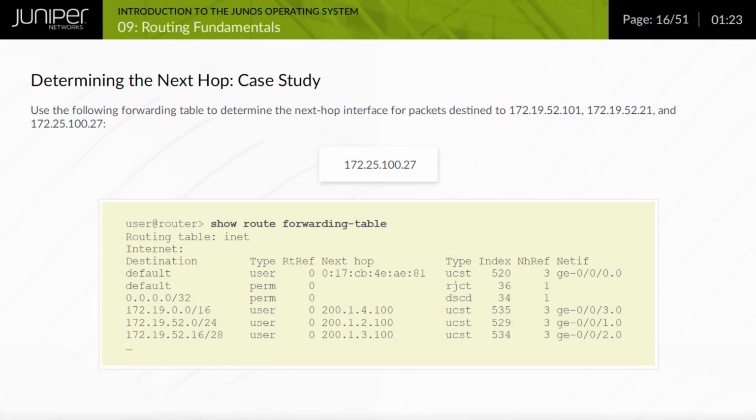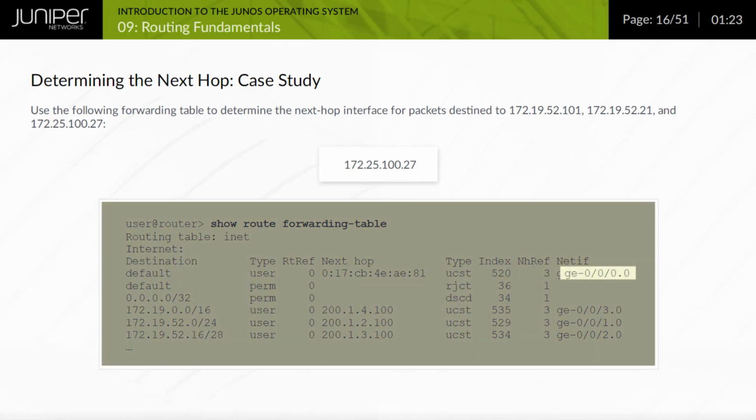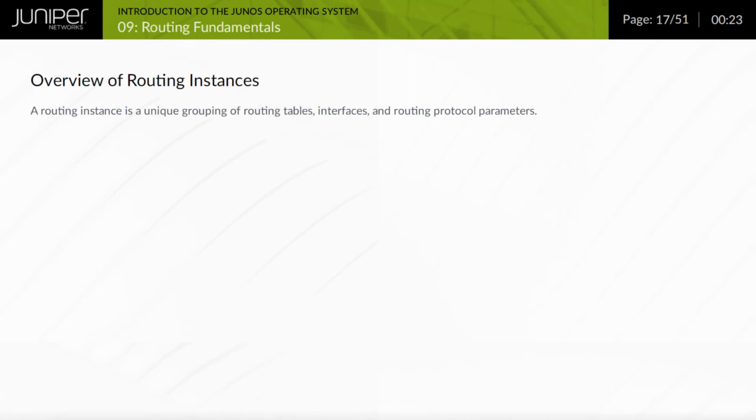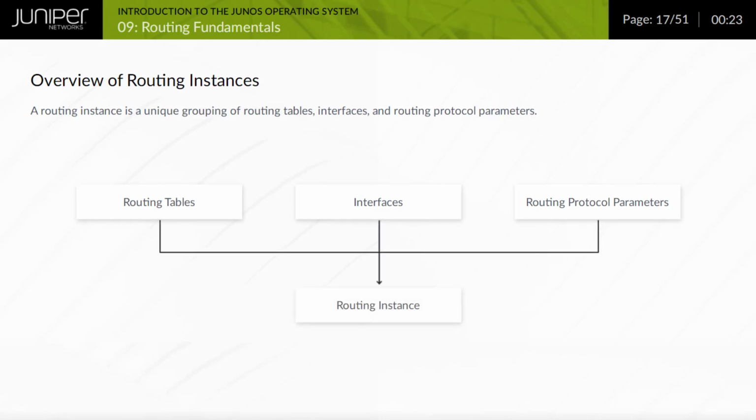The only forwarding entry matching packets destined to 172.25.100.27 is the user-defined default forwarding entry. The next hop associated with the user-defined default forwarding entry is ge-0/0/0.0. The Junos OS logically groups routing tables, interfaces, and routing protocol parameters to form unique routing instances.